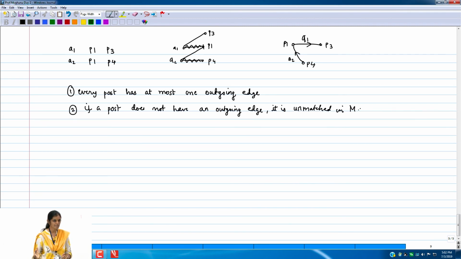They are of two types. What do you know about that post? It is an S post. It cannot be an F post because all F posts are matched. So if a vertex does not have an outgoing edge, then it must be an S post, right?